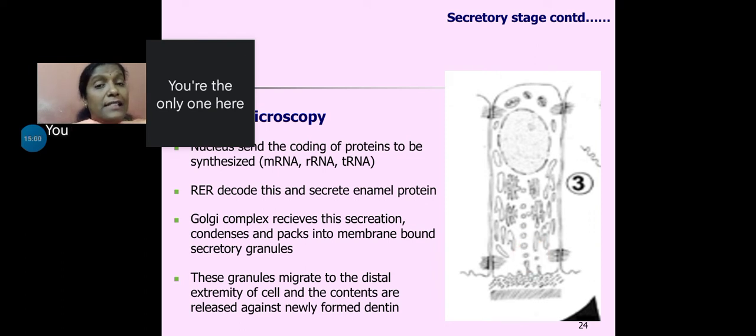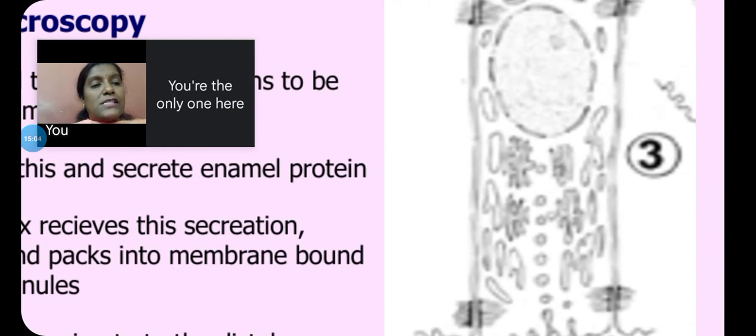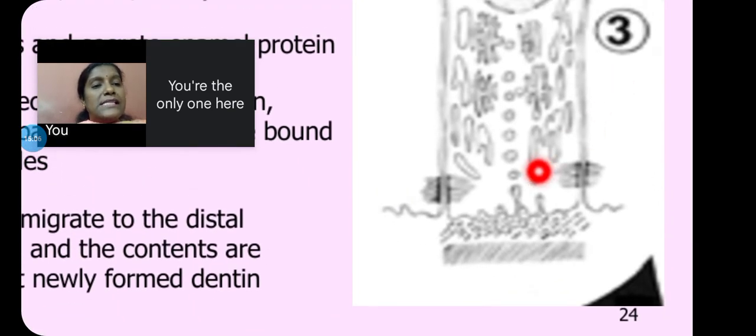Distal end of the cell, that is the place where they need to discharge their contents. As you can see over here, the vesicles, these are the vesicles. They come and bind with the basal layer and discharge the contents.